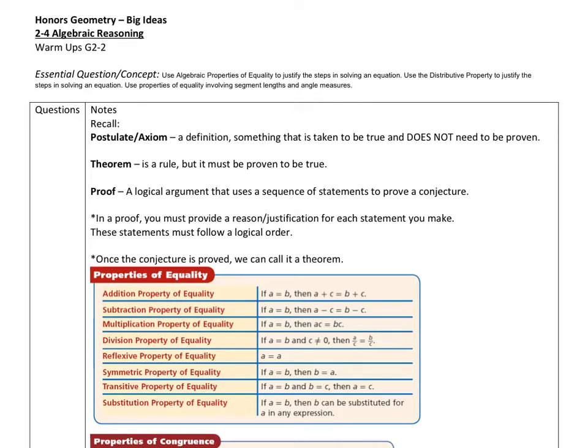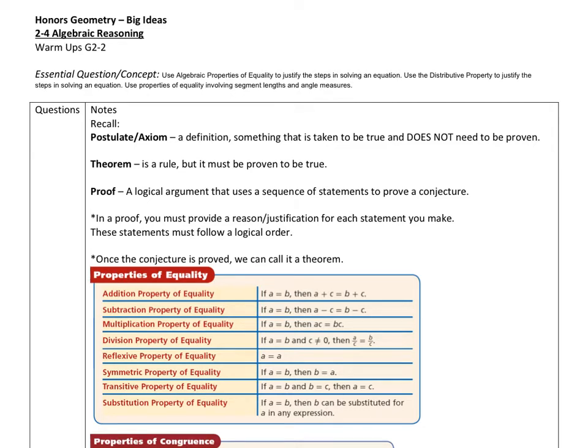This is on algebraic reasoning. So basically what we're going to do in this lesson is we're going to learn a little bit about proofs, and we're going to start by doing them algebraically. So we're going to do algebraic proofs, and you've seen these a little bit in the past in Algebra 1, but let's go over them again.